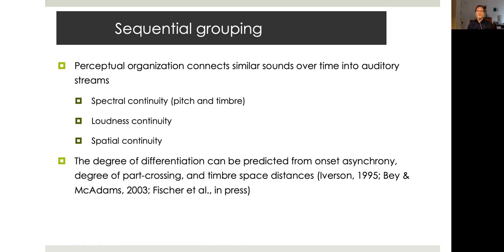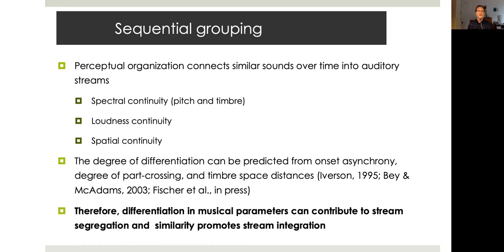Paul Iverson and Carolyn Bay and I have shown that timbre-based stream segregation is directly related to timbral dissimilarity. So we can use timbre spaces to predict the probability of timbre-based stream segregation. With Manda Fisher and colleagues, we have shown that in addition to spectral properties due to timbre and pitch differences, additional factors such as onset asynchrony between parts and the degree of part crossing also affect stream segregation in orchestral excerpts.